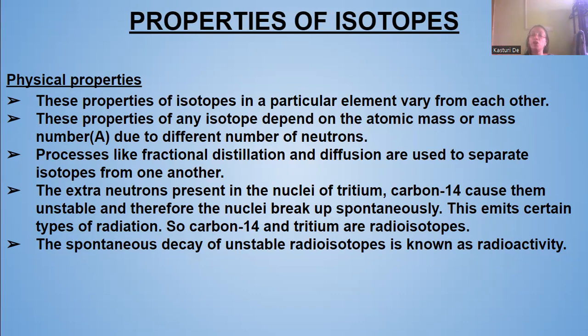The extra neutrons present in the nuclei of tritium and carbon-14 make them unstable, and therefore the nuclei break up spontaneously. This emits certain types of radiation, so carbon-14 and tritium are radioisotopes. Tritium is hydrogen-3, with two extra neutrons, and carbon-14 also has two extra neutrons. Due to this excess of neutrons, the atom becomes unstable and emits certain radiations, which makes them radioisotopes. The spontaneous decay of unstable radioisotopes is known as radioactivity.